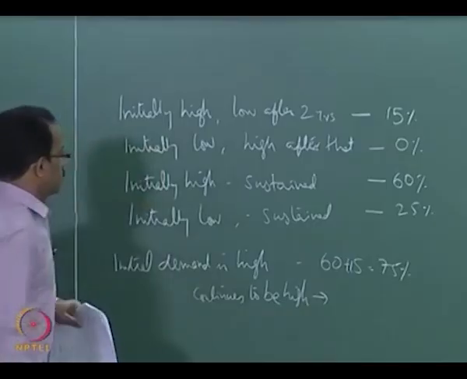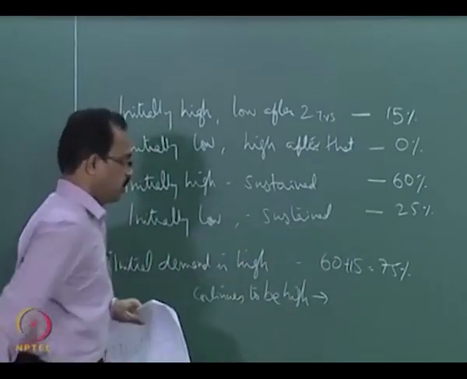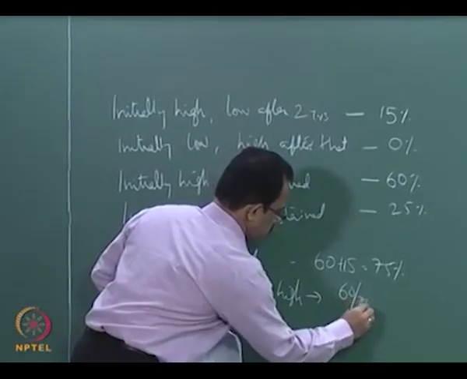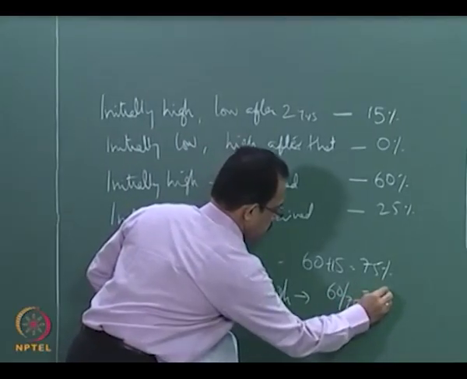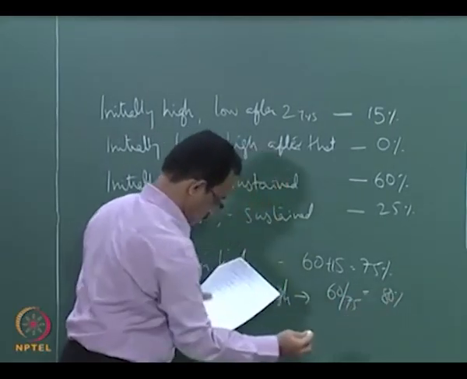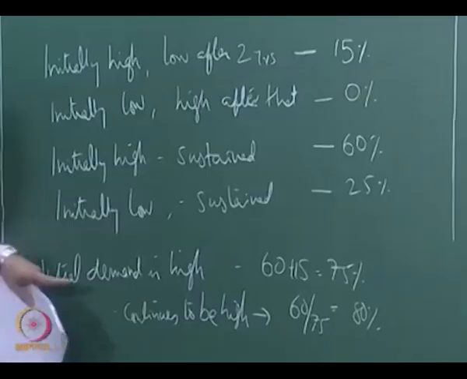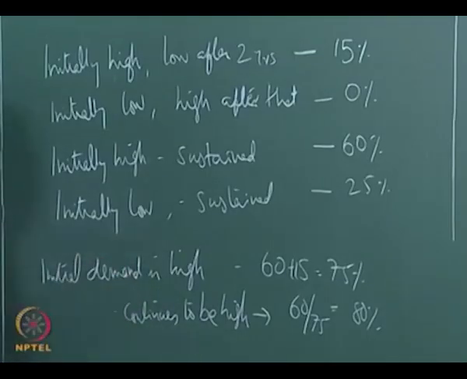And then the initial demand is high and it continues to be high. The probability that it is initially high and sustained is only 60%. So this will be 60 over 75, which is 80%. So if initially it is high, the chances of it continuing will be around 80%.